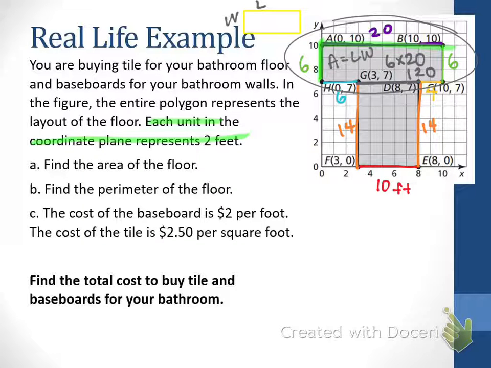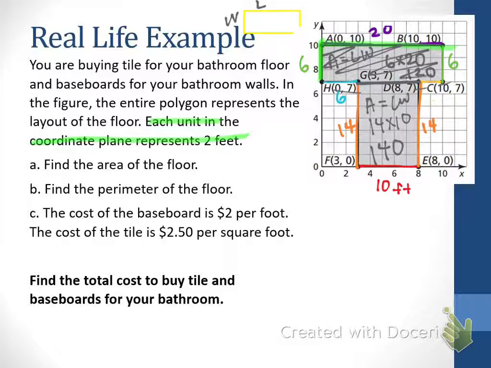So now that we know that the area of a rectangle is length times width, what is the length and the width of the bottom rectangle? 14 and 10. Correct. So area equals length times width, 14 times 10, which is 140. So if the top has an area of 120, the bottom has an area of 140, how do we find the area of all of it? Add them together. 120 plus 140 makes?